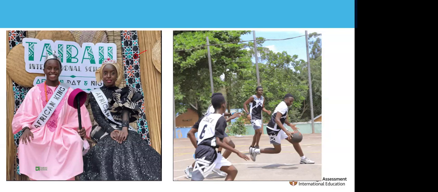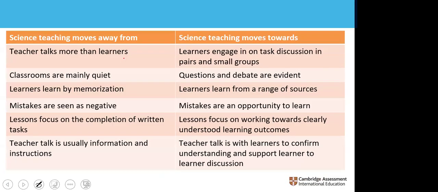Even the other children show that they are a bit more responsible in what they are doing. So those are some of the things. Now, what is the way we teach?